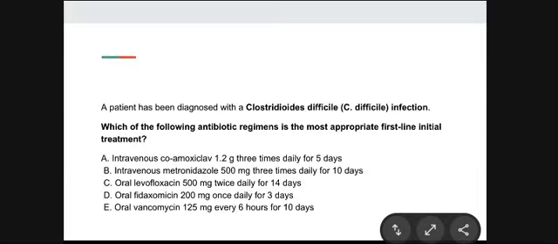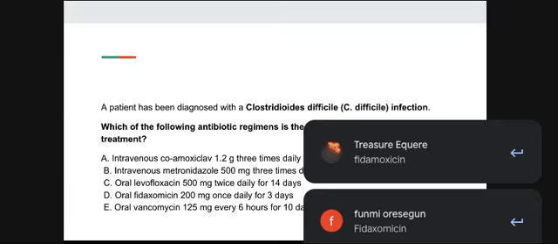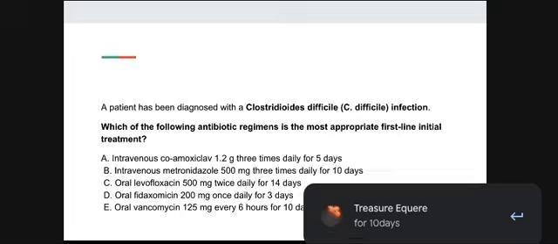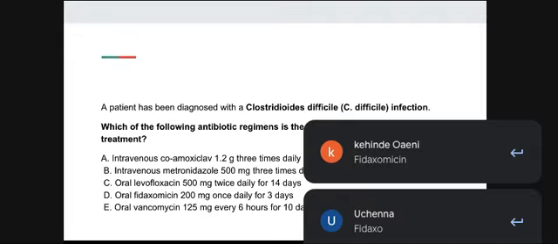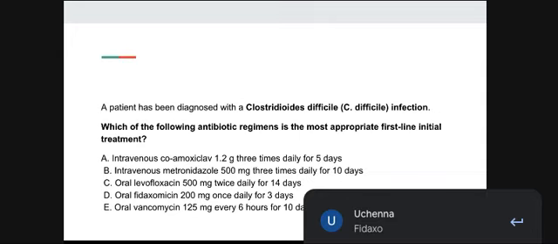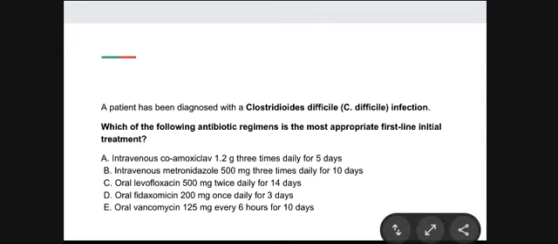What second line? Fidaxomicin, yes, that's correct. So first line is vancomycin, second line is fidaxomicin. Previously, metronidazole was used initially for C. difficile infection, but recent guideline says that vancomycin should be used first and fidaxomicin should be used as second line.